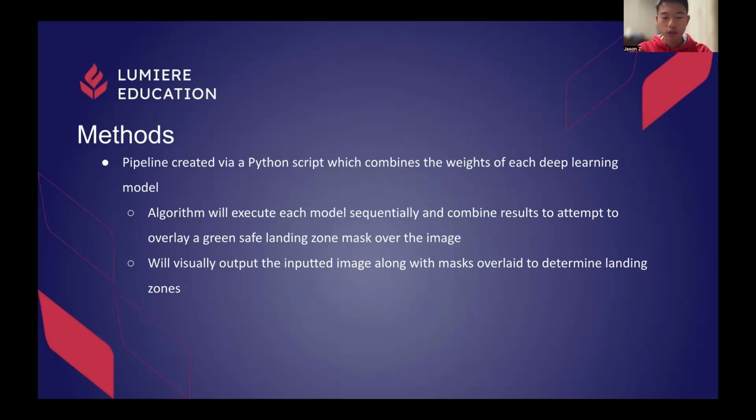All trained models' weights were then fused together in a Python script. The system runs object detection, semantic segmentation, and depth estimation sequentially, and then applies fusion logic to filter out obstacles, water regions, and areas with steep slopes or uneven surfaces. Finally, the script overlays a green mask to visualize safe landing zones. This creates an interpretable output showing exactly where a drone can and cannot land.